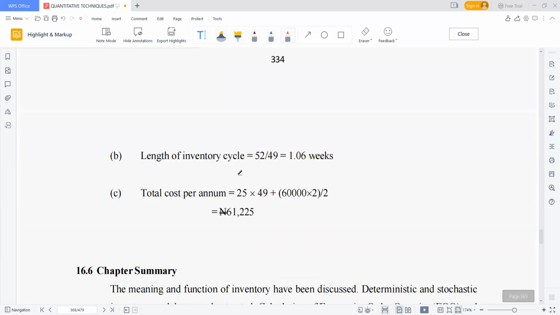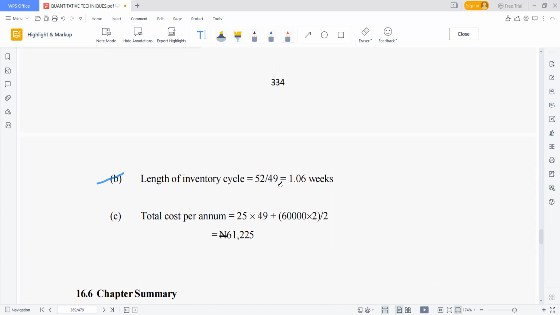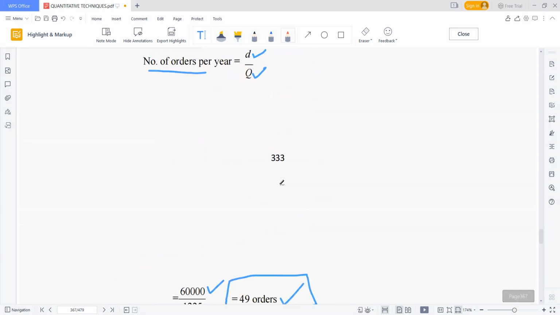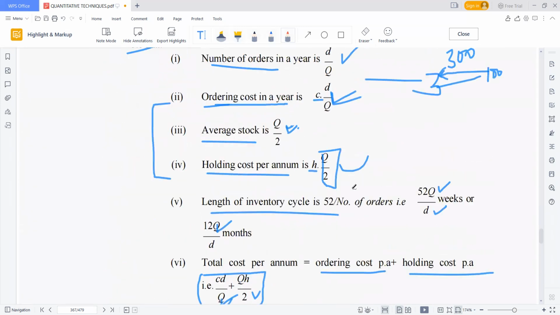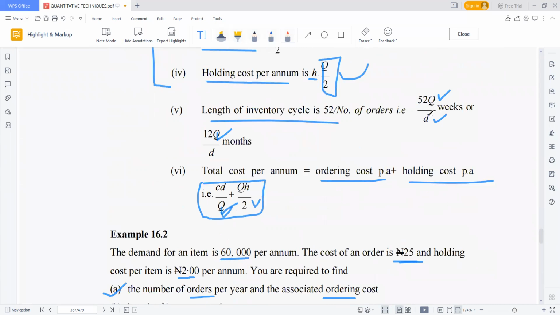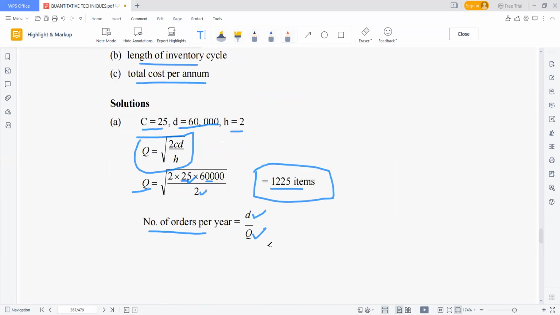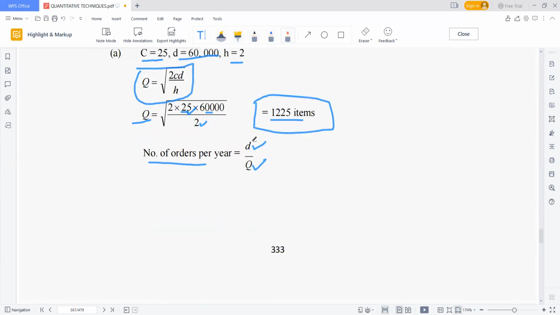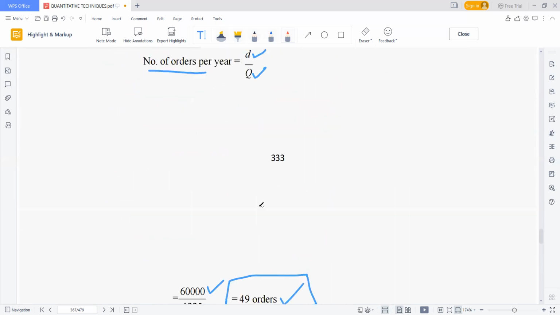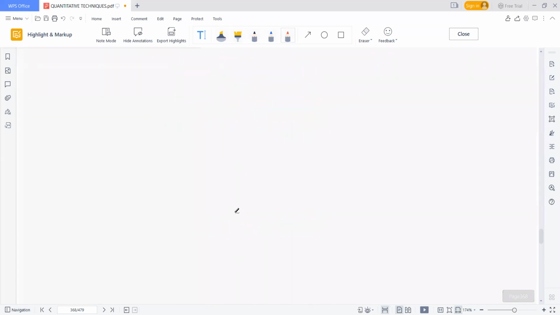Now we move to the length of inventory cycle, which is our requirement B. Length of inventory cycle states that 52 divided by 49. Let's check our formula. 52 is the weeks. The formula says Q divided by D. I think we have done that before, so we have to do that. Q divided by D.